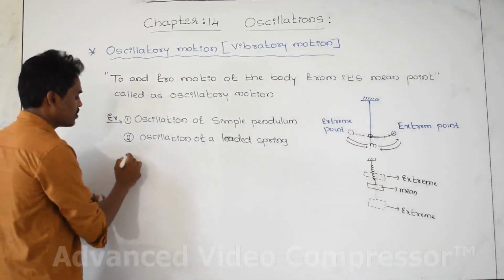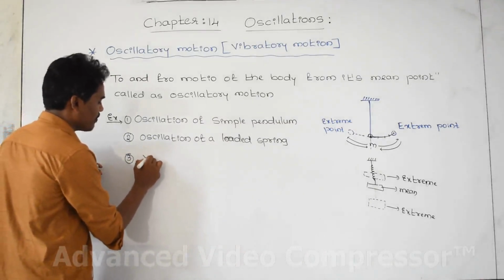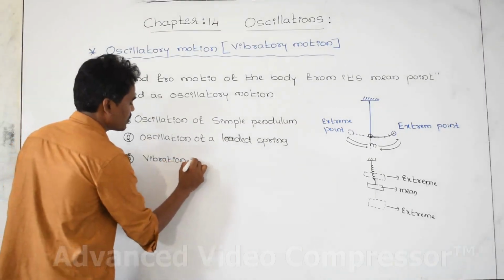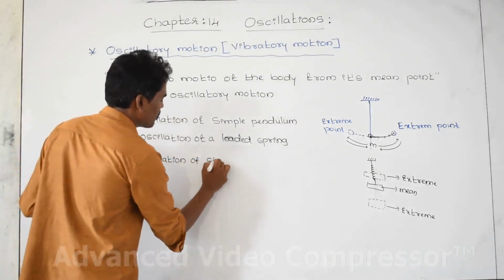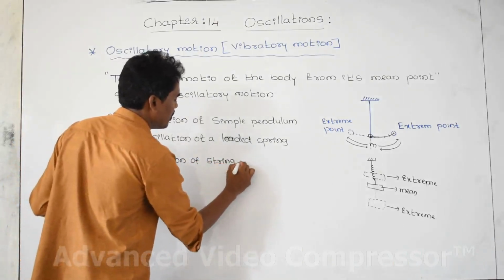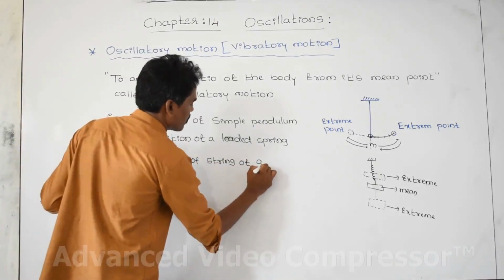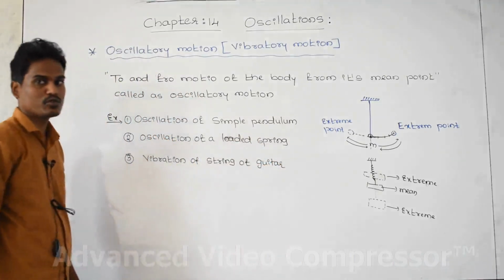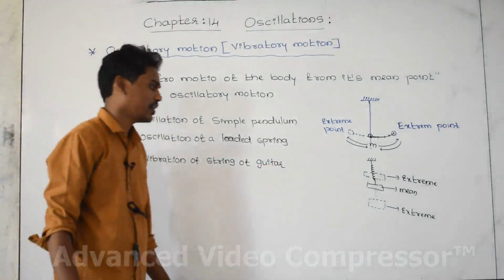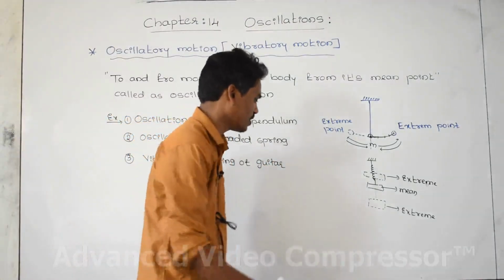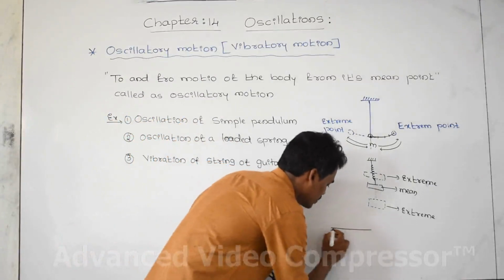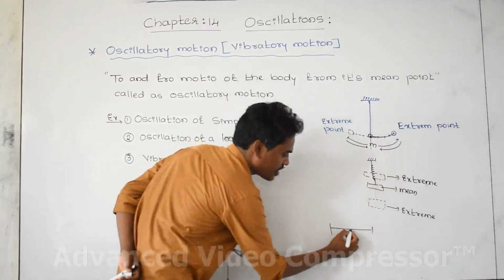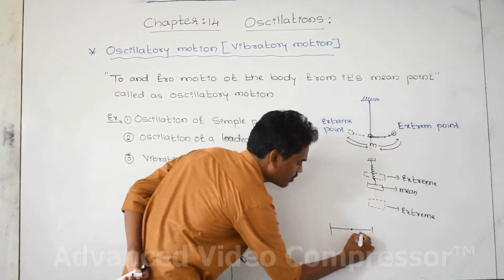And the third one you can take is the vibration of the string of a guitar. Vibration of a string, meaning a metal wire, the string of a guitar. As you know very well, this is the instrument you use to make music. Let us take, this is a guitar wire. Now it is at rest. This point is called the mean point.